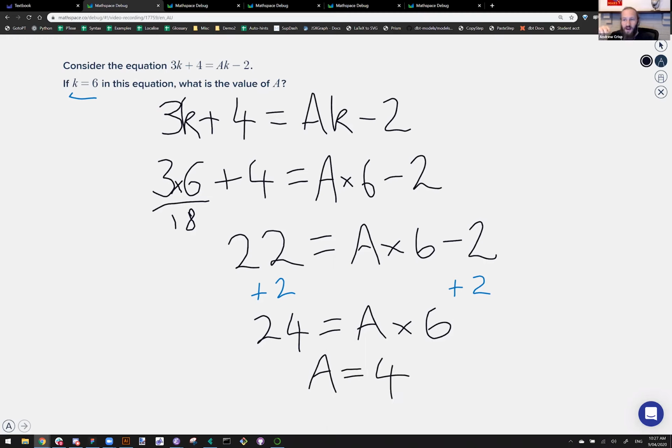So the thing that was different about this equation than the previous equations we were looking at is that we started off with 2 values of k. But we just substituted it in both places and we did the same process, just making it so that a equals something you can put into your calculator. 4 is something you can put into your calculator. It's pretty boring to put in your calculator, but you can if you want to.